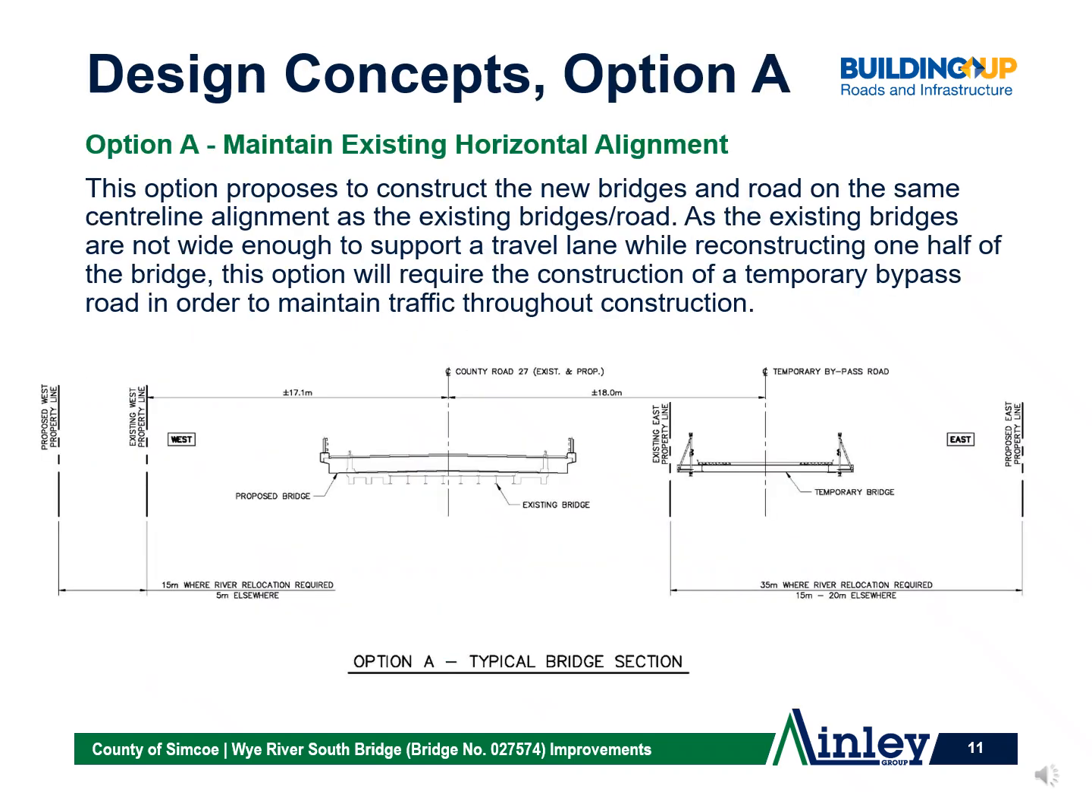For design concept option A, the road and bridges will maintain the same centerline alignment as existing. However, the existing bridges are not wide enough to carry at least one lane of traffic while allowing for demolition and construction of the other half of the bridge. Therefore, this option will require a temporary bypass road, including 2 temporary bridges, to be constructed.